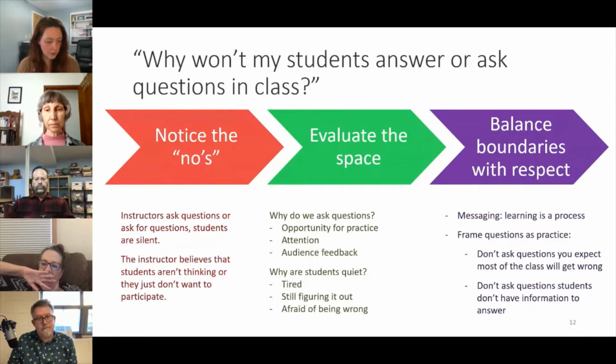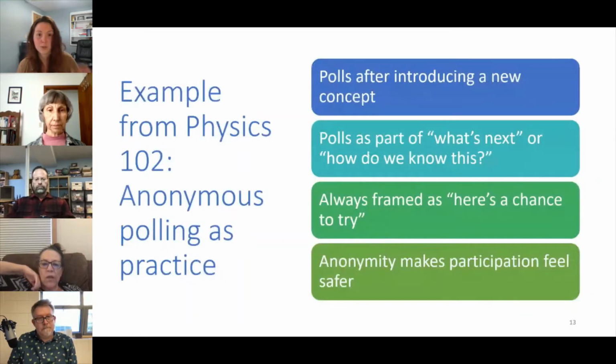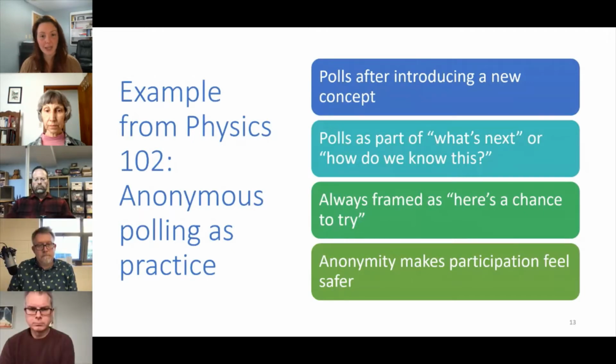So an example from a course that I taught last semester, Physics 102, is using anonymous polling as a practice, as a way for students to practice. This is in an algebra-based second semester introductory course with a lot of life sciences students, many of whom feel very threatened by physics and have had messaging already that physics is for smart people and other problematic messages.